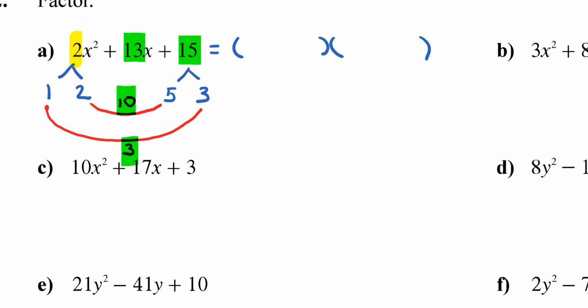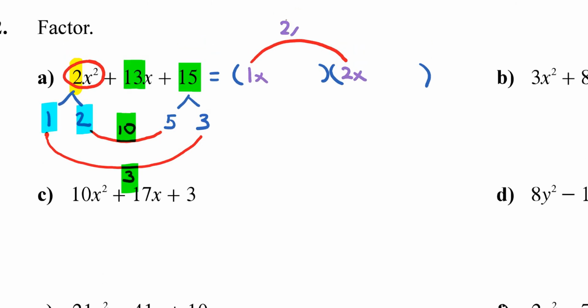All right, so just like FOIL, remember this times this has to give you a 2x squared, right? So basically I need to use these numbers here, the 1 and the 2, right? So if I transfer the 1 and 2 over, I have a 1x and a 2x, right? So 1x times 2x gives me basically 2x squared, which matches that. Okay, and then continue on with this foiling technique here.